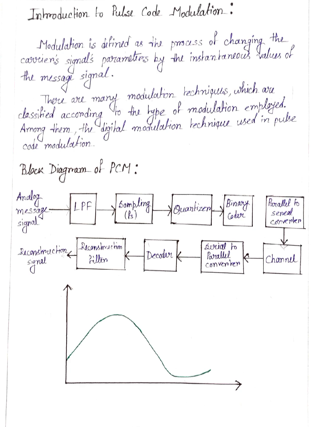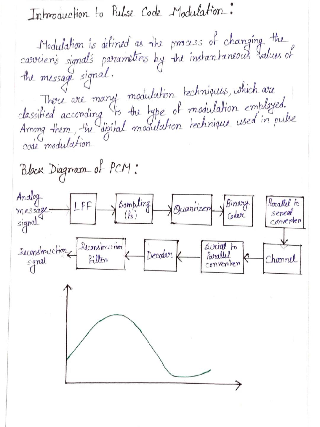So here is the explanation of the PCM block diagram. First, we pass the analog message signal through a low pass filter. The low pass filter removes high frequency noise and limits the bandwidth of the input signal to avoid aliasing during sampling. Then sampling takes samples of the analog signal at regular intervals and outputs a discrete time analog signal.